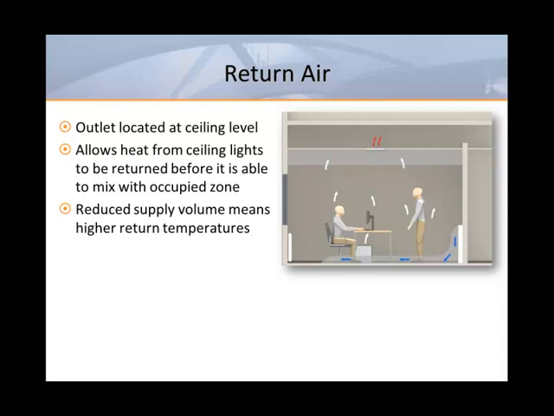In order for displacement ventilation to work most efficiently, the return air should be pulled from well above the occupied zone, preferably from the highest point in the room. Since much of the heat load from overhead lighting is captured from above the occupied zone and supply temperatures are higher, you should expect higher return air temperatures than would be found in a conventional mixed air system.